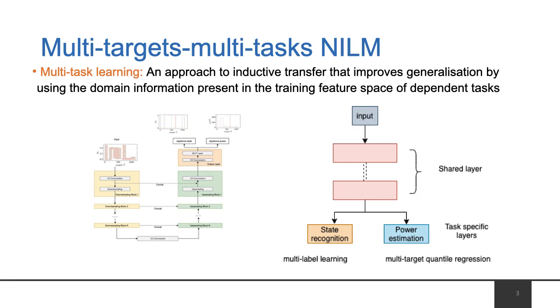In this work, we propose UNet-NILM, a one-dimensional CNN based on the UNet architecture for multi-task, multi-appliance state detection and power estimation. We leverage multi-appliance, multi-task learning strategies to improve generalization of deep neural networks for NILM by sharing the feature space of the two dependent tasks.